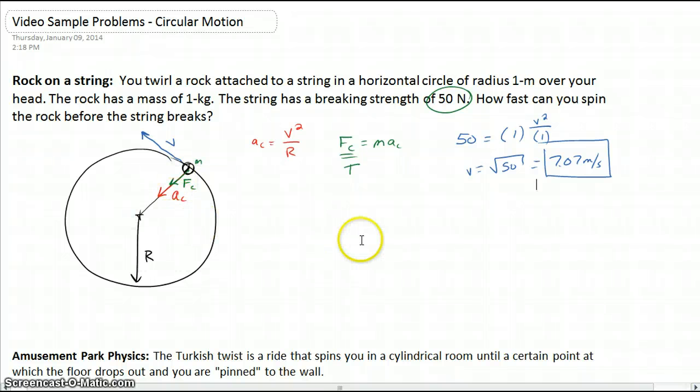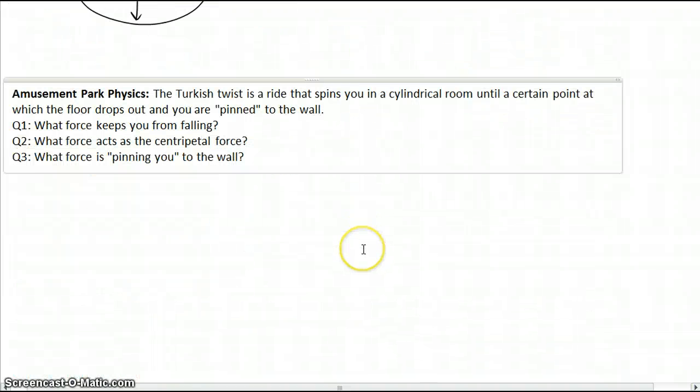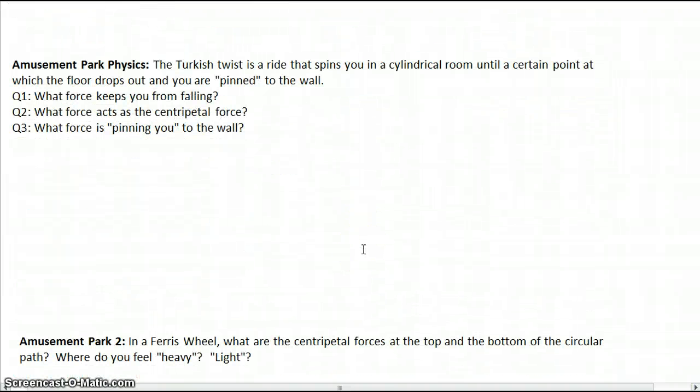Alright, well, that's one way of looking at things. Let's take another problem here. This one is more of an amusement park kind of physics question. There is a ride called the Turkish Twist. They sometimes give them different names. They all look nauseating to me, but the idea is it's a ride where you spin in a cylindrical room.